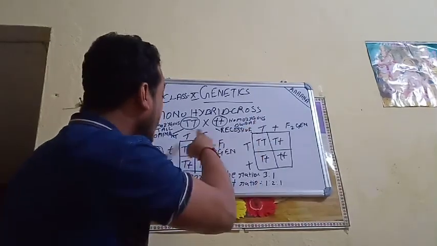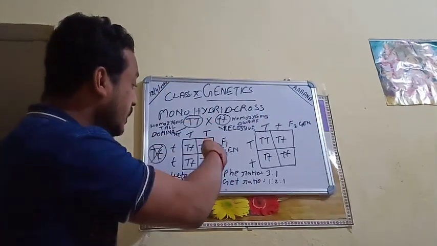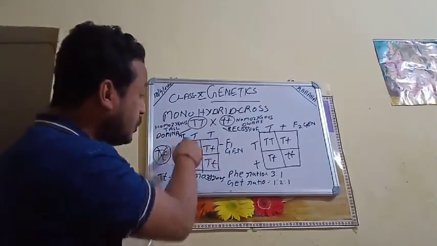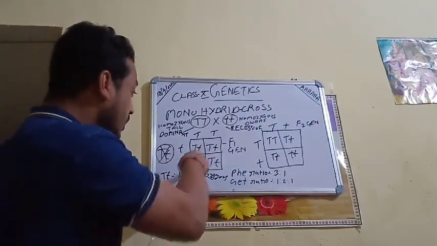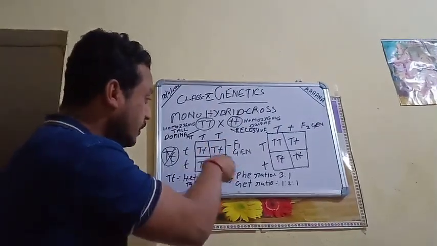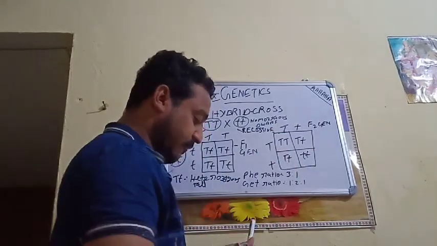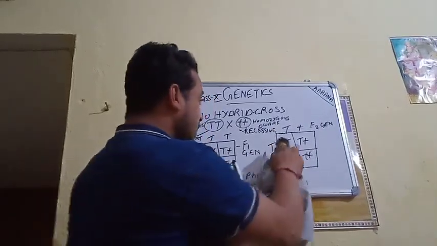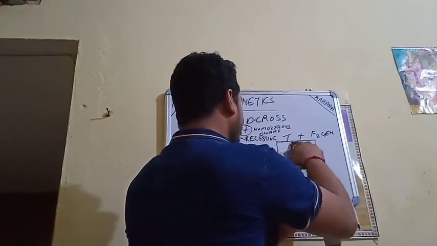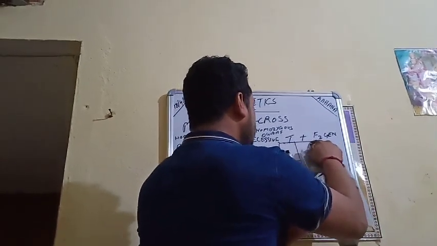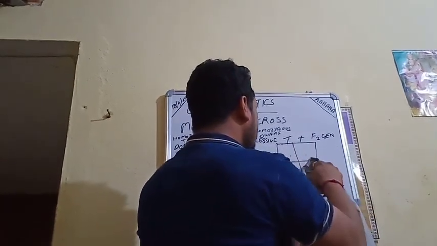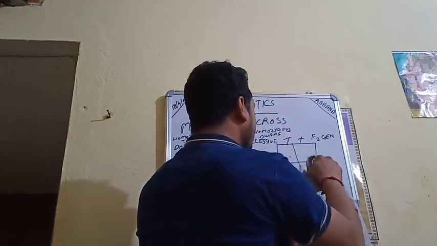Cross between them. Any two you select, either this one or this one, or this one or this one, randomly any two. Now, capital T small t, capital T small t. For your explanation, again I shall rub it and show you. So what happens here? Just a multiplication again.